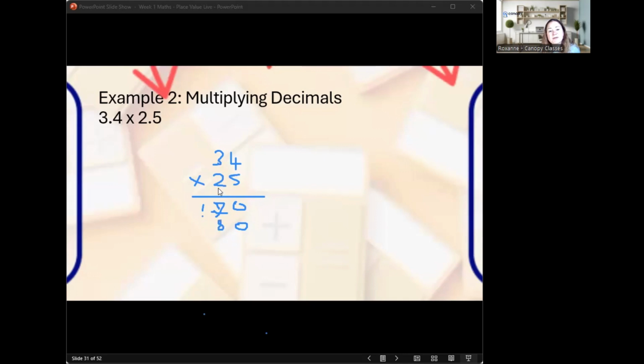And then we're going to do 3 times 2 is 6. And then we're going to add up our results. So we've got 0 and 0. 7 and 8 is going to be 15. Carry a 1 across. Then we've got 1, 6, and another 1 there to make 8. Okay, so I've got 850.